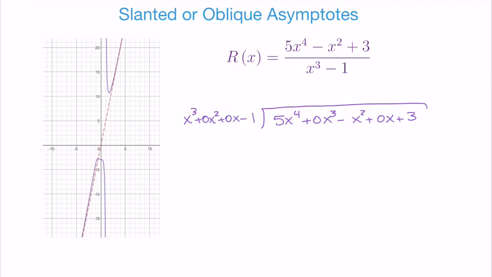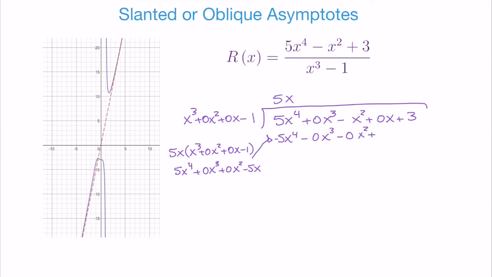And again, when we divide the first term by the first term, we get what? 5x. Then multiply 5x by x cubed plus 0x squared plus 0x minus 1 to get 5x to the 4th power plus 0x cubed plus 0x squared minus 5x, and subtract. Change signs. Negative 5x to the 4th power minus 0x cubed minus 0x squared plus 5x. These cancel out. This is 0. This is negative x squared plus 5x plus 3. And it's done because the degree of the residue is smaller than the degree of the divisor.